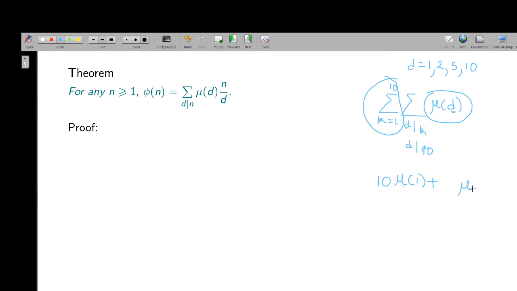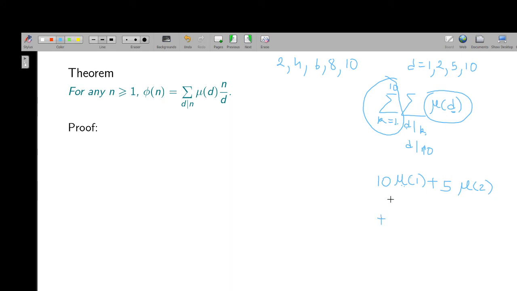Where will mu of 2 appear? Mu of 2 will appear whenever 2 divides K. Now, among how many points from 1 to 10 does 2 divide? That is the number of multiples of 2: 2, 4, 6, 8 and 10. So among all these points from 1 to 10, mu of 2 is going to appear when K is 2, 4, 6, 8 and 10. That is the multiples of 2, so it's going to appear 1, 2, 3, 4, 5 times.